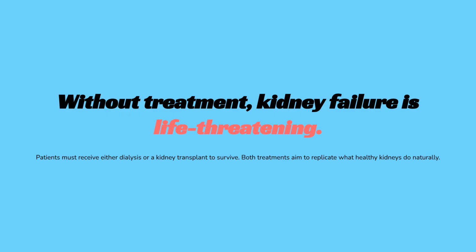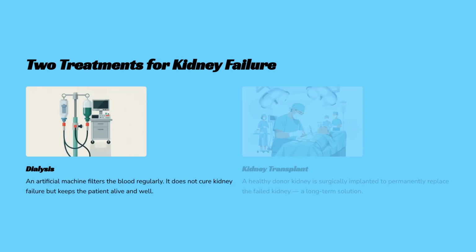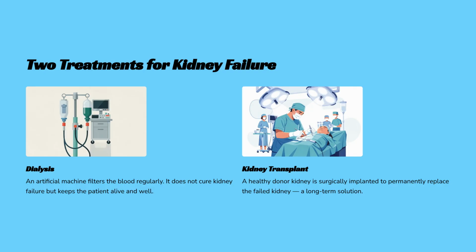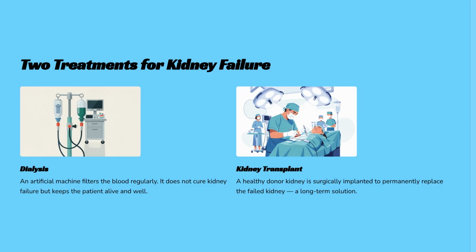Patients must receive either dialysis or a kidney transplant to survive, as both treatments aim to replicate the functions of healthy kidneys. The two primary treatments are dialysis and kidney transplant. Dialysis uses an artificial machine to filter blood, keeping the patient alive. A transplant replaces the failed kidney with a healthy donor kidney, offering a long-term solution.